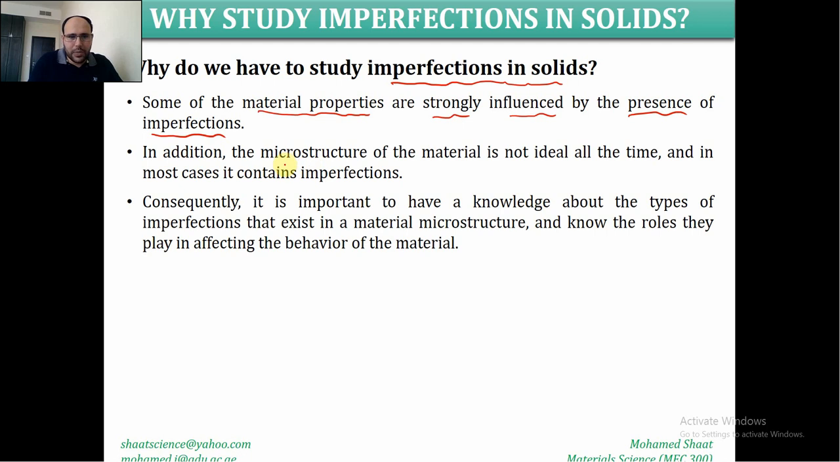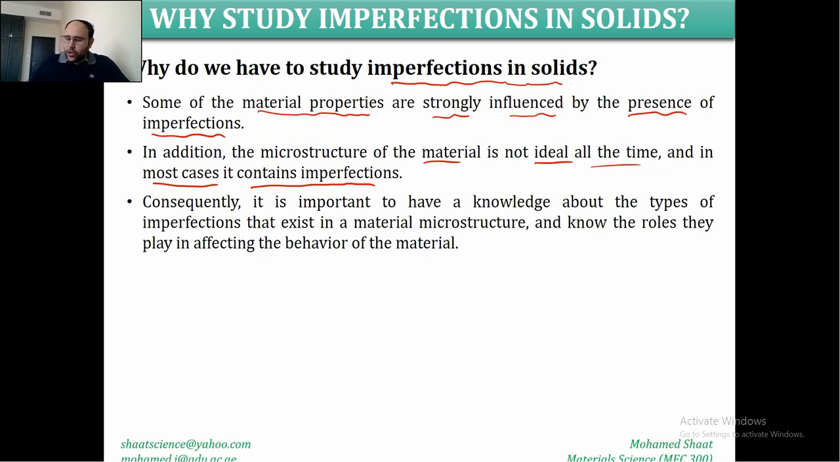In addition, the microstructure of the material is not ideal all the time as we imagine. This ideal microstructure, or even ideal atomic structure, is not possible. In most cases, you could say in all cases, especially for metals, the material contains imperfections. There is no 100% pure metallic material. There is no 100% perfect material. Anyway, there should be some defects, and definitely these defects will significantly influence the properties of the material.